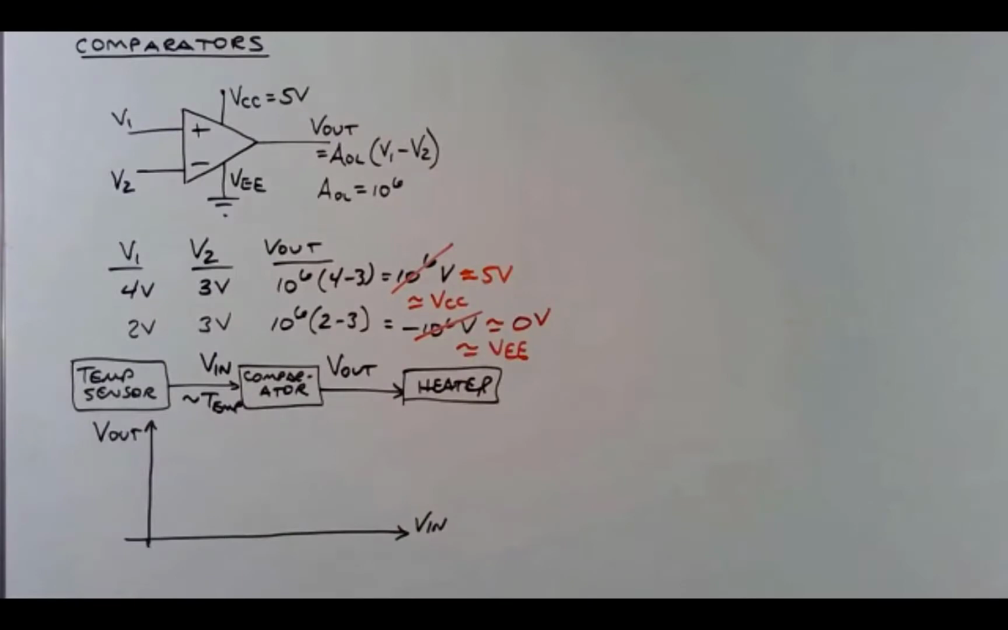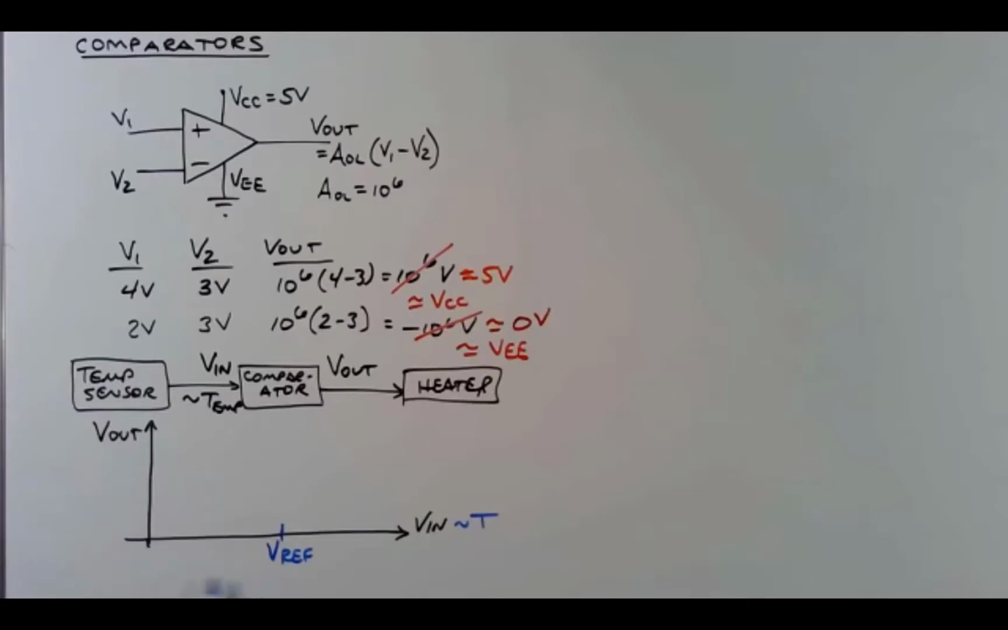Let's say that there's some temperature that we want to hold. Remember, Vin is proportional to temperature. And let's suppose that temperature is right about there. There's some voltage, some threshold, some reference against which we're comparing. So I'm going to call that Vref, V-R-E-F. And that corresponds to the voltage that corresponds to the temperature that you want to hold, let's say, in your house.